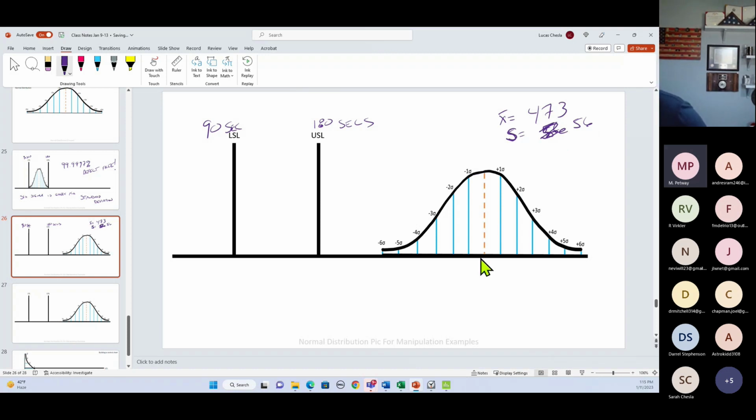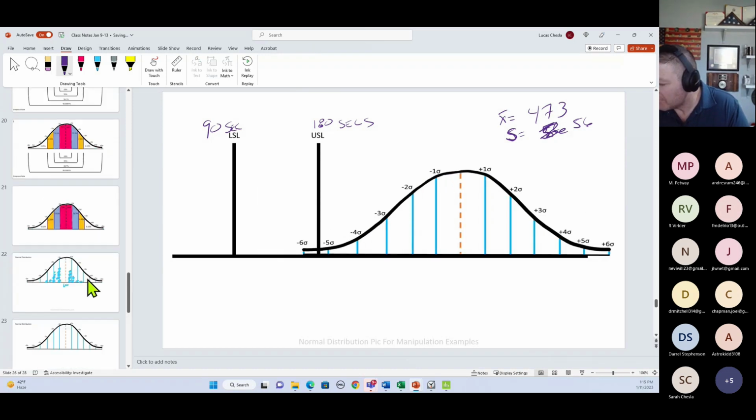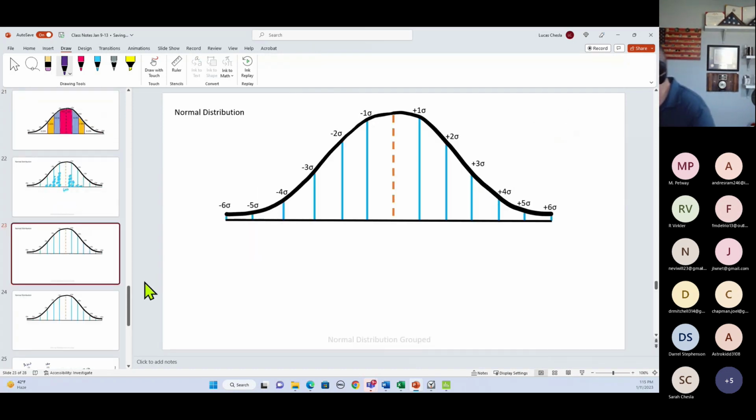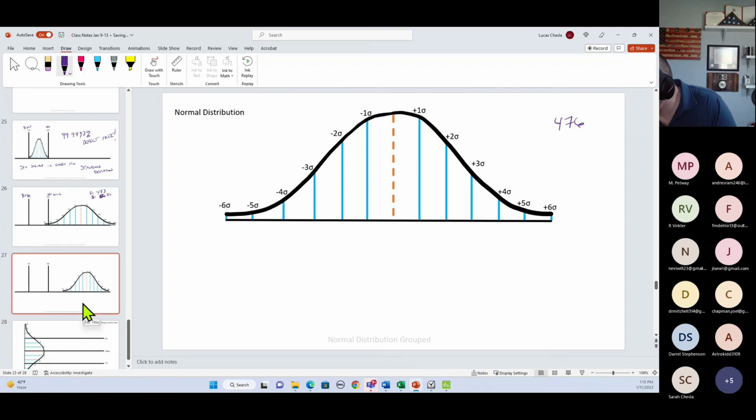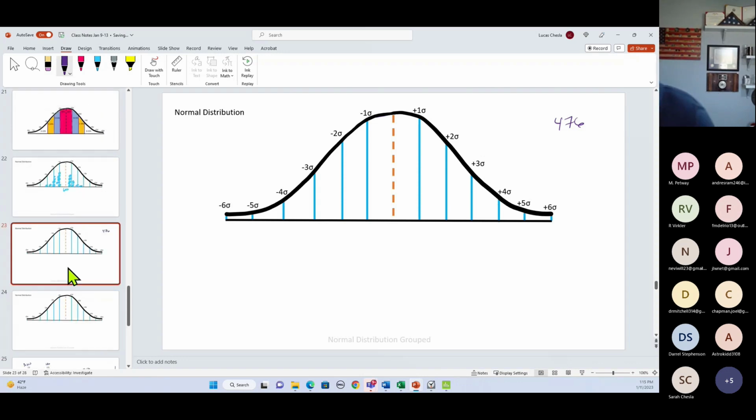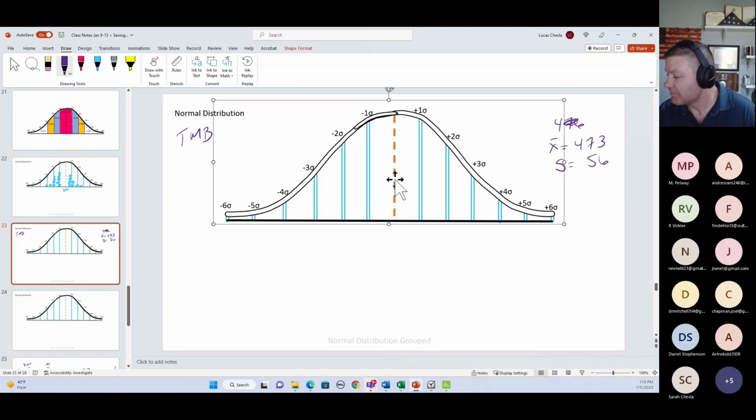Now, that means we're at 473. I'm going to draw this a little bit bigger so I actually have room. Sorry, it's 473 and 56 standard deviation. And this is our average, and this is team B. So this is real data, real time. We're going to look at what the heck this means for you all.